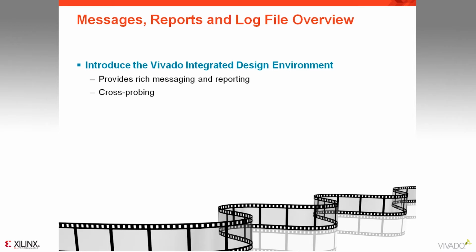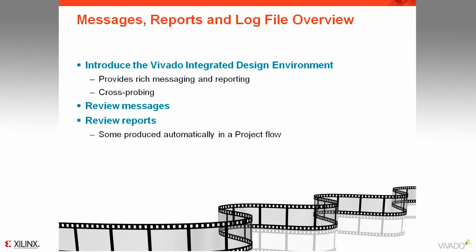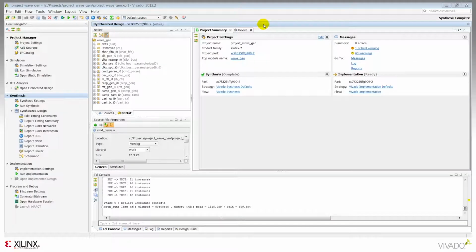There's often cross-probe support to source files or between schematic and other views. I will review how messages are organized and displayed in the user interface. I will demonstrate some of the main reporting commands. Some of these are produced automatically in a project flow. You can manually create reports throughout the flows as well, either in a non-project or project mode. I will also cover the log and journal files that are always created.